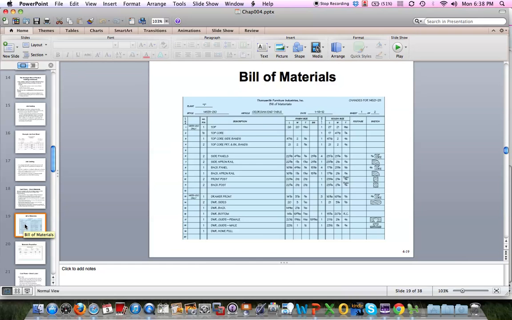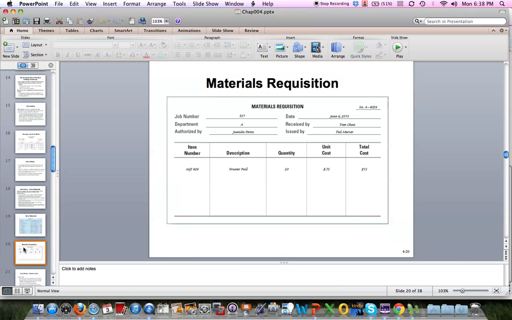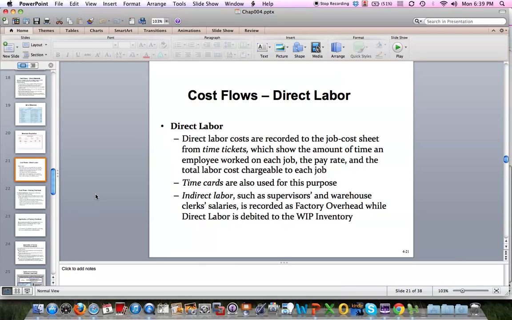Here's an example of that bill of materials that's on the bottom of page 101. And then here's that same materials requisition that's on the top of page 101. Okay, so that was direct materials.